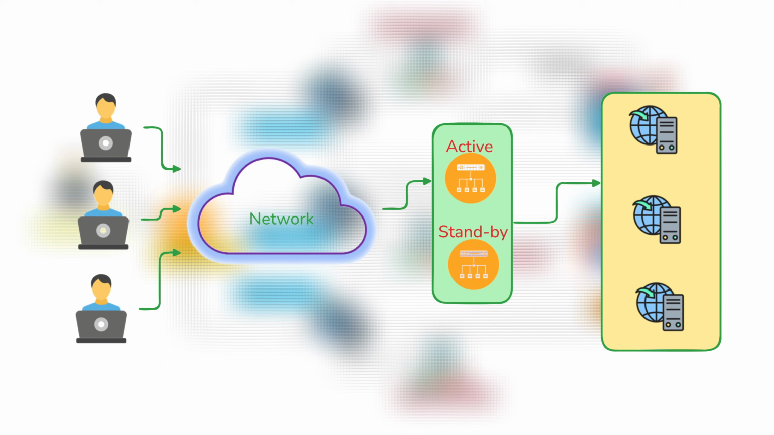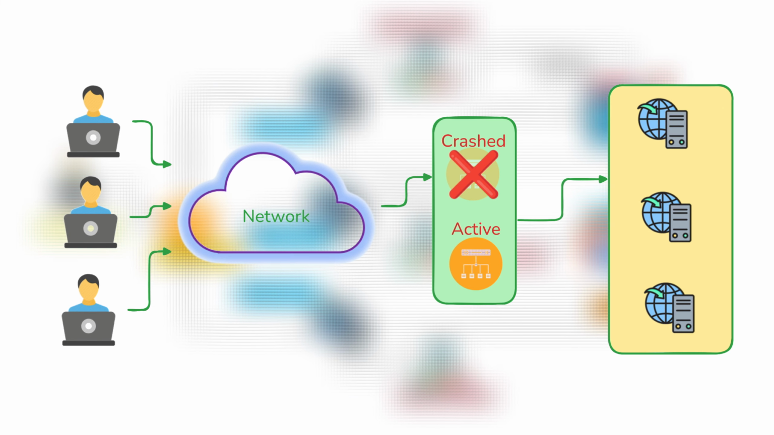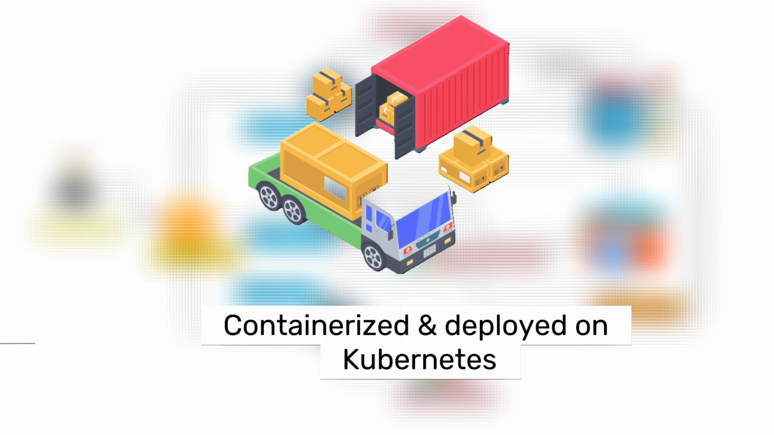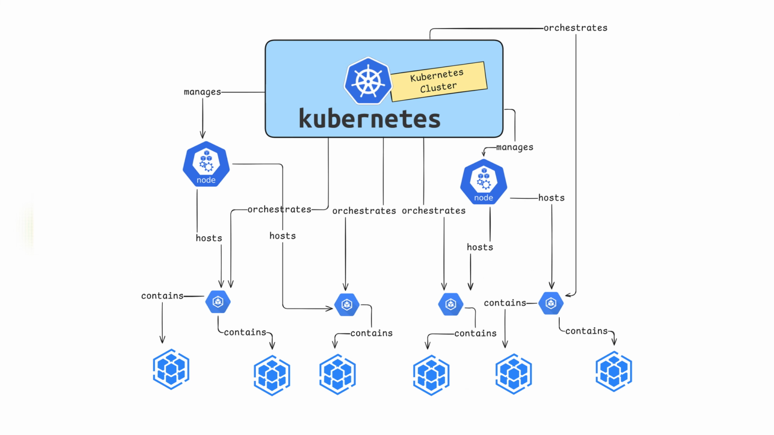Another setup which is similar to this one is the active-passive configuration. In this case, only one load balancer is operational at a time, while the other one is on standby. The active load balancer handles all the requests, and if it fails, the standby instance takes over. If our system is containerized and deployed on Kubernetes, then Kubernetes provides load balancing through the ingress controllers.